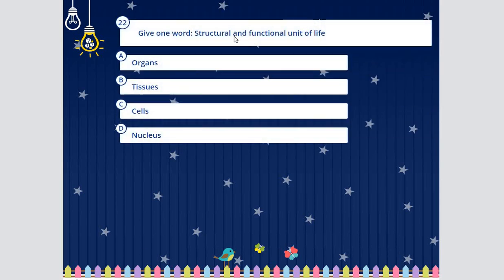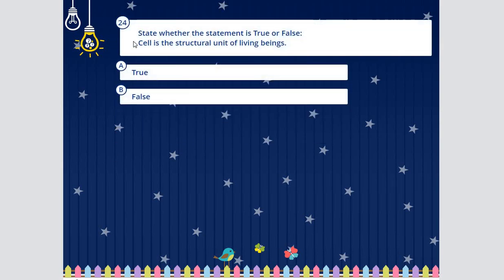Next, give the word: structural functional unit of life, cells. So, a group of similar cells performing same function, tissues. Cell structural unit. True. Now, hope we are done with the MCQs and we are done with the quiz now.